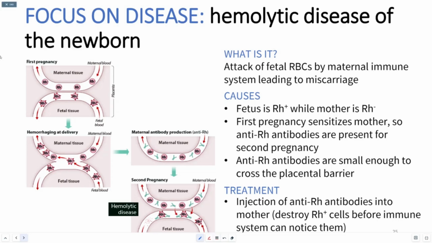So this is a visual showing you what happens with the maternal tissue and fetal tissue. The mother's blood is a negative blood type, and the baby's blood is a positive blood type. Because of the mixing of the blood, the mom's immune system will then recognize the Rh rhesus factor and begin producing antibodies for the second pregnancy. Then if the second infant is also Rh positive, there's a chance that the antibodies could cross over from the maternal tissue to the fetal tissue and cause hemolytic disease.